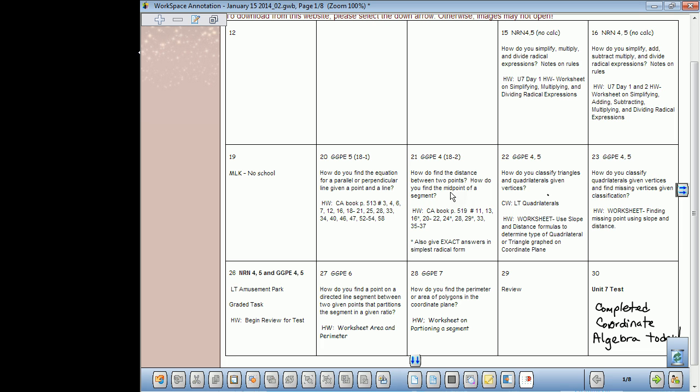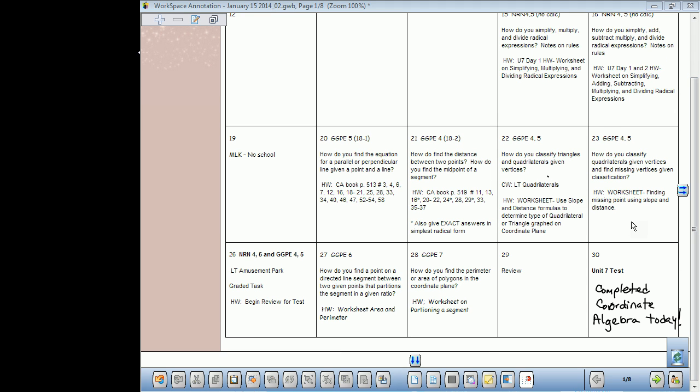Then we're going to use what we've learned about slope and about distance to classify triangles and quadrilaterals on the coordinate plane, given their vertices. And then the next day, I might give you a quadrilateral and give you 3 vertices and ask you to find the 4th. So I might give you 3 vertices of a rhombus and ask you where the 4th one is. Now we'll review what our quadrilaterals are.